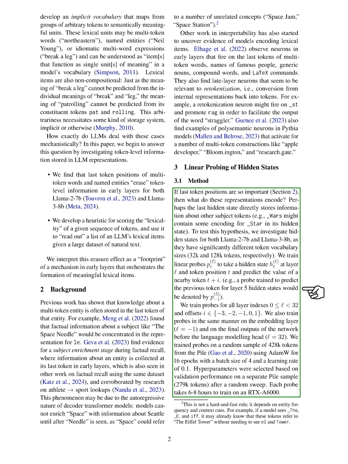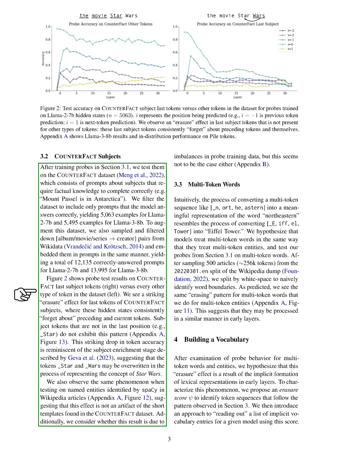Section: COUNTERFACT subjects. In this section, we trained probes and then tested them on the COUNTERFACT dataset. This dataset contains prompts related to subjects that require factual knowledge to answer correctly, such as, Mount Passil is in Antarctica. We filtered the dataset to only include prompts that our model answered correctly. This filtering resulted in 5,063 examples for Llama 2 7b and 5,495 examples for Llama 3 8b.